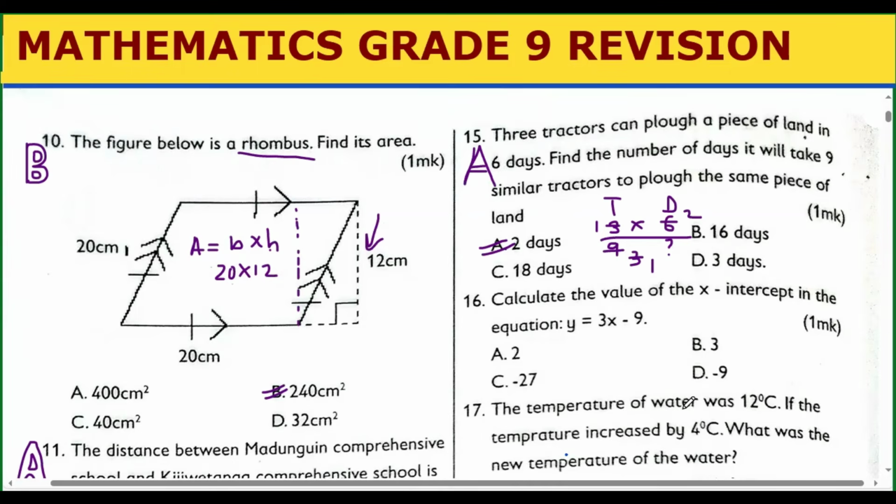This one we did when they said X-intercept. Can you remember that number? When you say X-intercept, remember Y must be 0. When you say Y-intercept, X must be 0. So at X-intercept, Y must be 0. So substitute for Y, put 0. So just say 0 equals 3x minus 9.